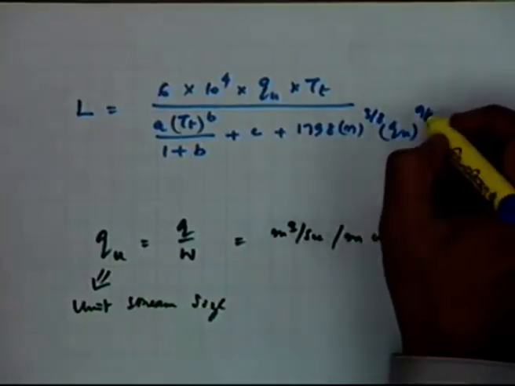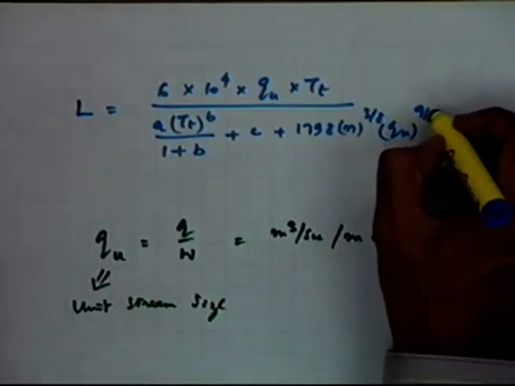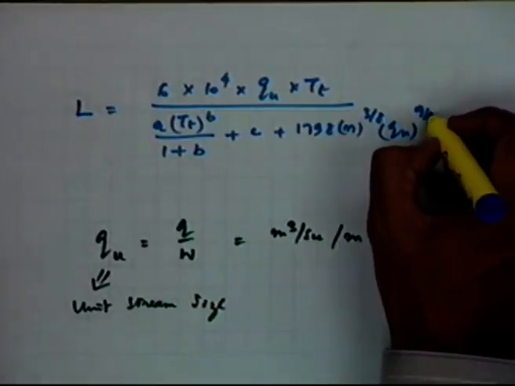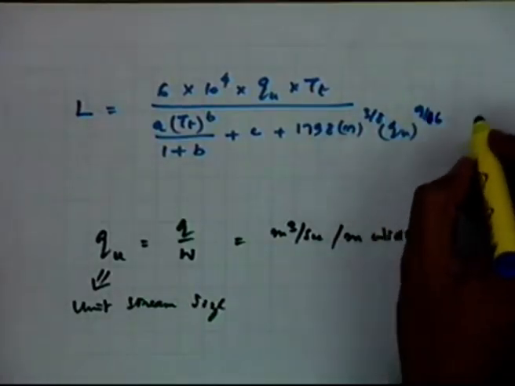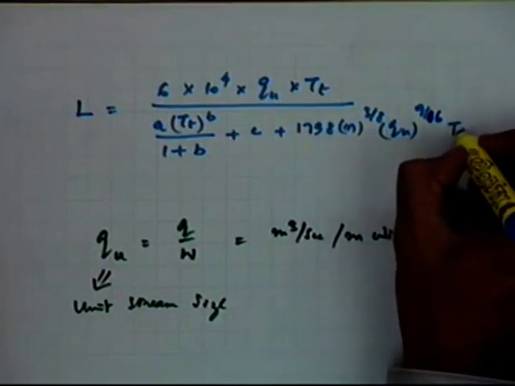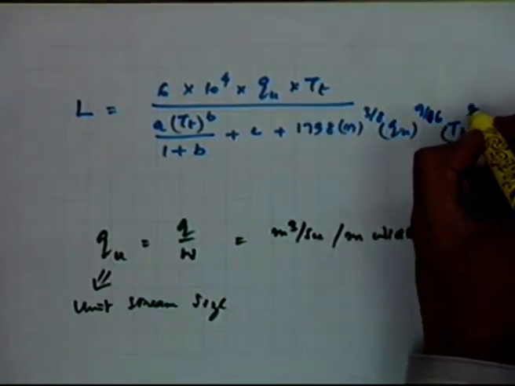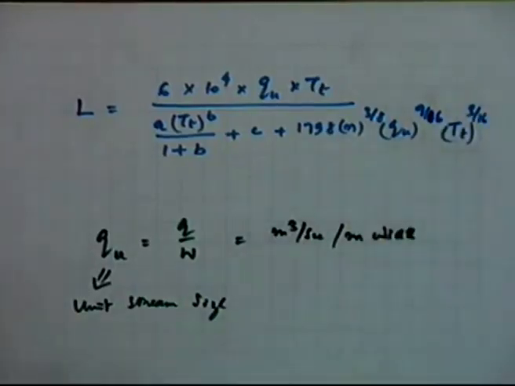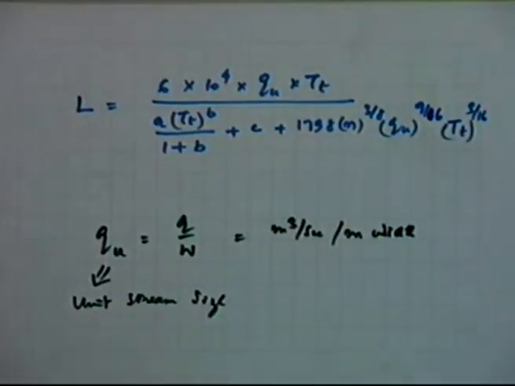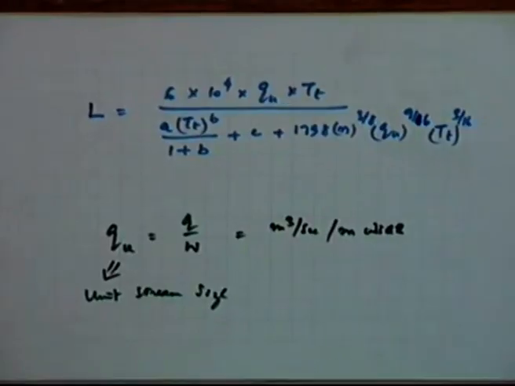This is 9 by 16 and advance time by 3 by 16. So that is the expression which is used to find out the length of the basin.